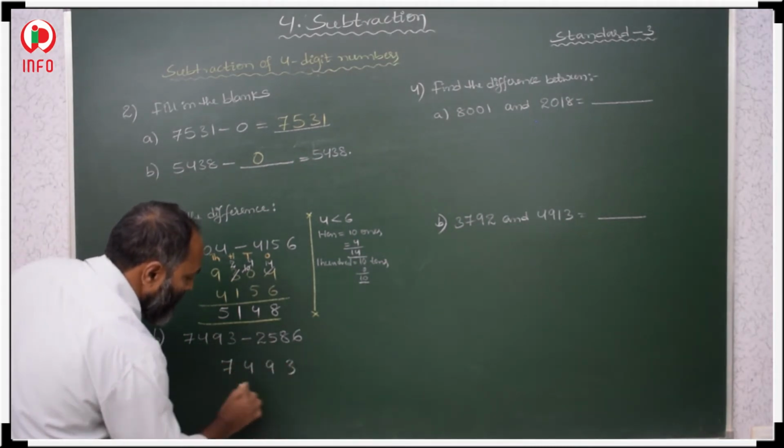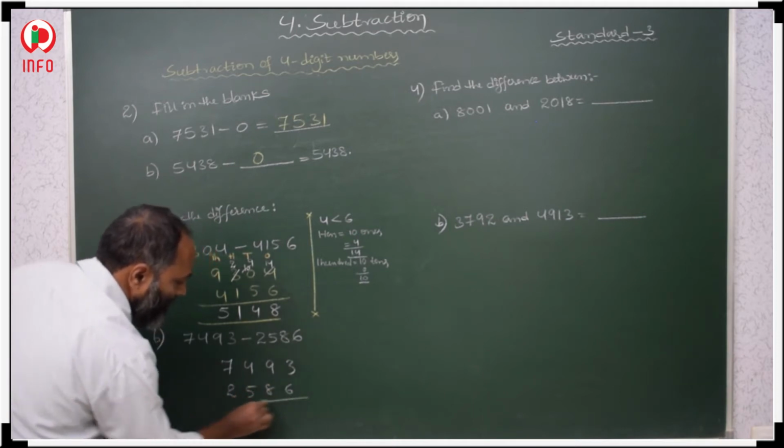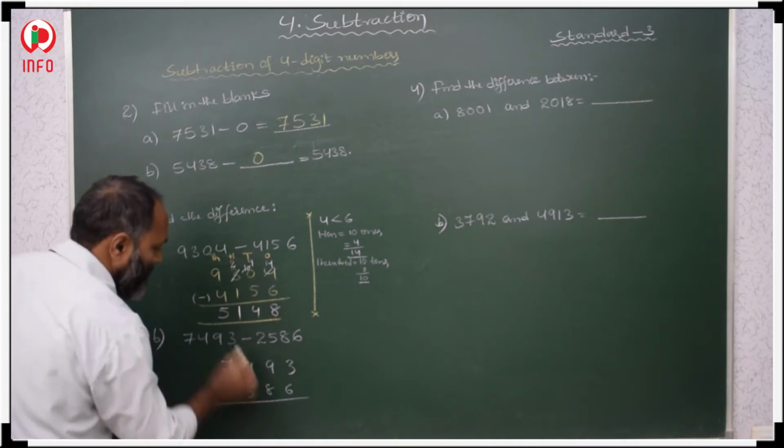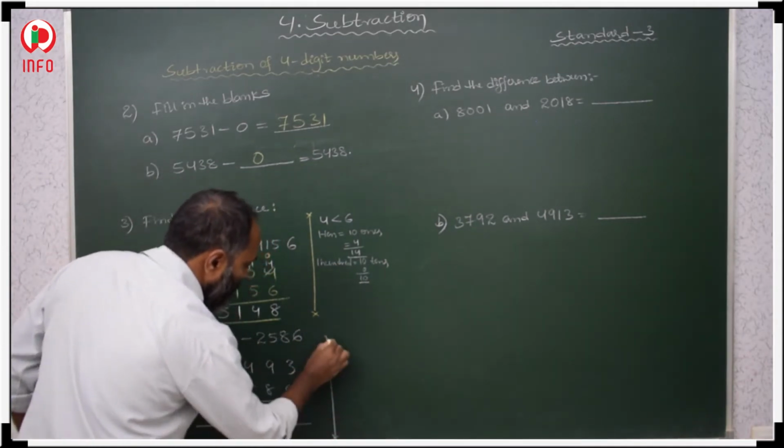Now here 7493, 2586. Now minus. Here also minus. Rough column. Here 3.